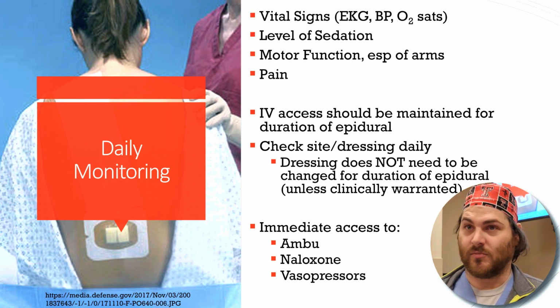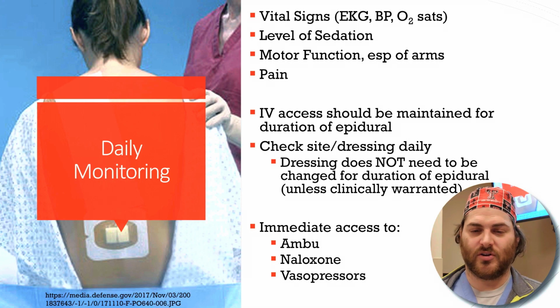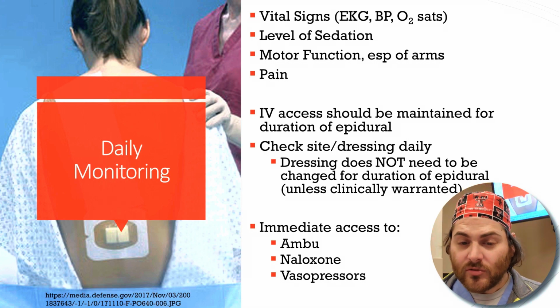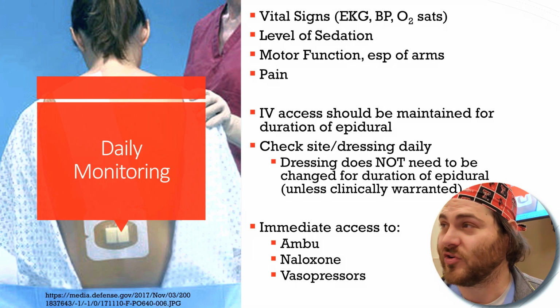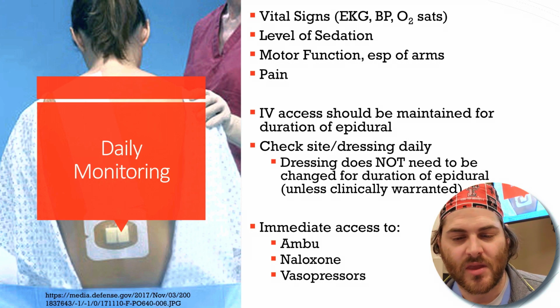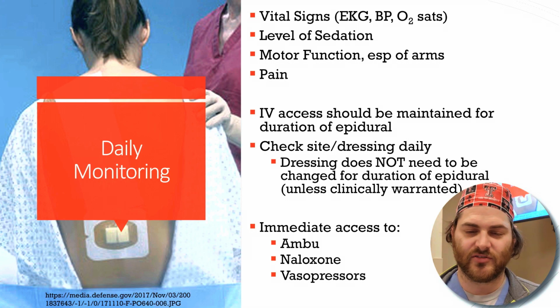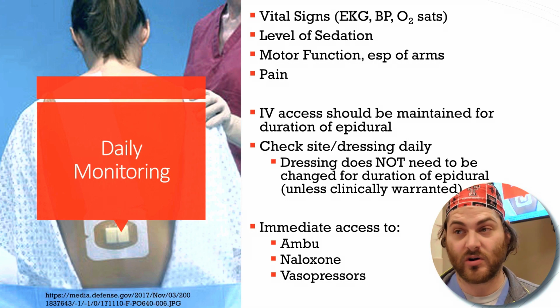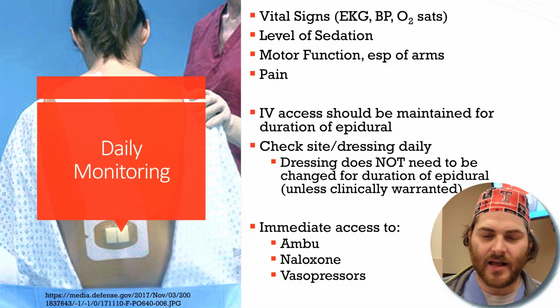Motor function, same sort of reason, making sure we're not getting anything run too high. I say especially of arms, right? I want to see what motor function you have in your arms, because if you don't have good motor function in your arms, then you're going to quit breathing soon. That's where that safety lies. And of course, we're going to assess for pain in regular intervals as well. Let's make sure this thing's working. If it isn't working, call anesthesia. We'll come and look at it and change it and all those things.